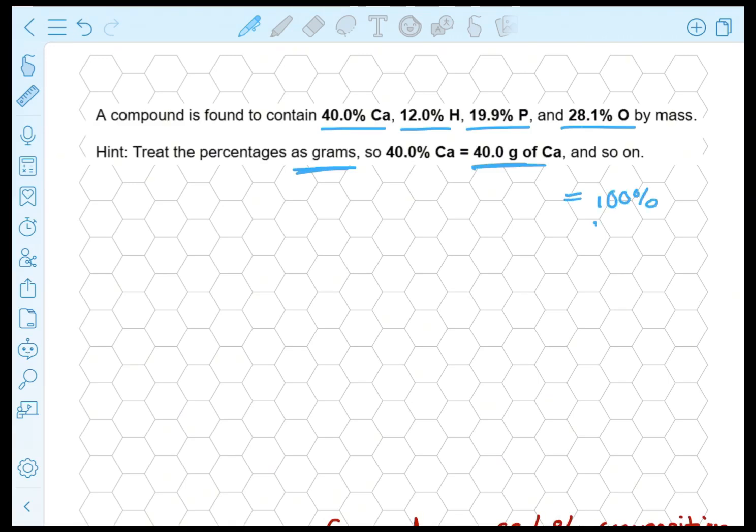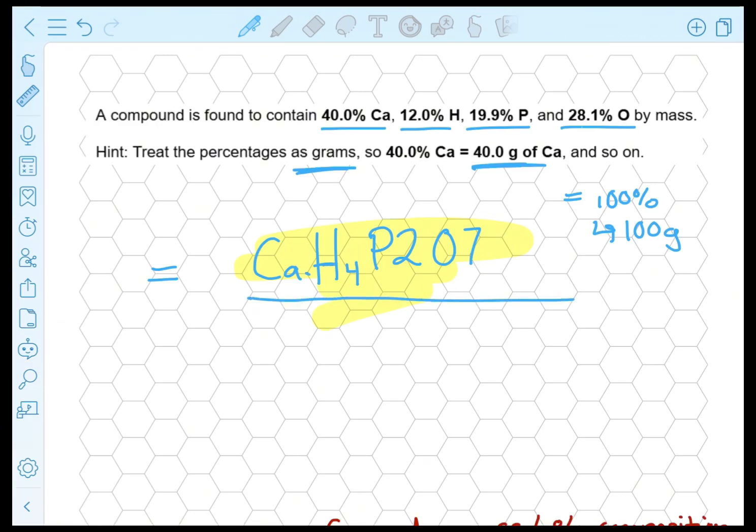And typically, you know how we say that we want to make up 100% of the molecule? Think of it as 100 grams of the molecule. Alright, pause the video and try it on your own. Alright, so the empirical formula for this compound is CaH4P2O7, or calcium dihydrogen pyrophosphate.